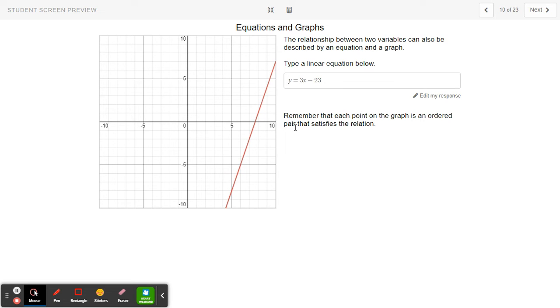So this line that you see here, if you think about it, how many ordered pairs are on this line? I'll let you think about that for a second. Technically, the number of ordered pairs on this line is infinite because the line goes on forever. So a linear equation has an infinite number of inputs and outputs.